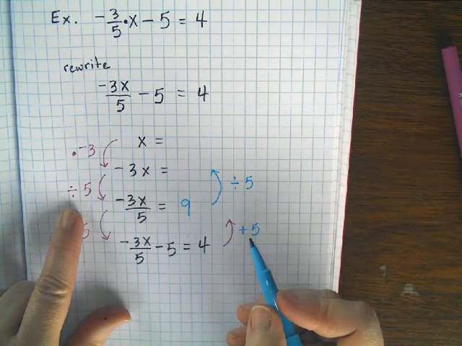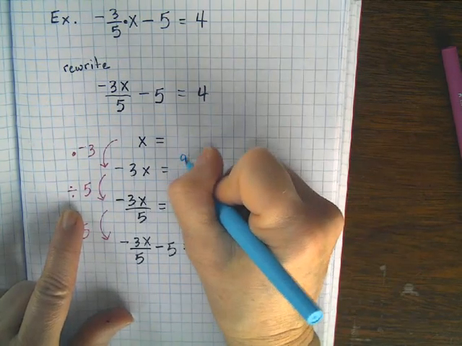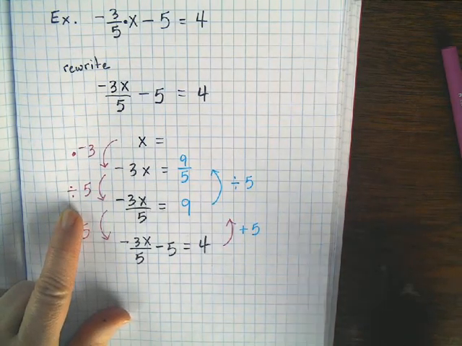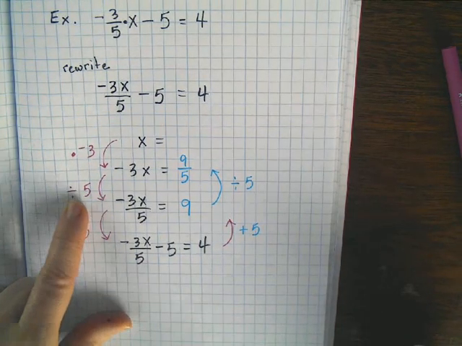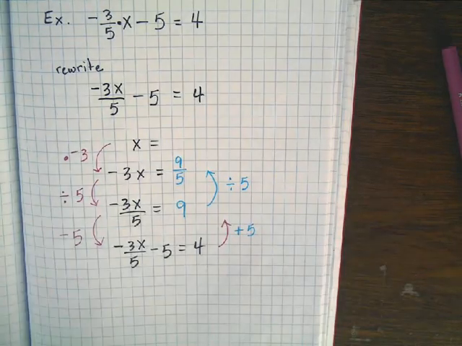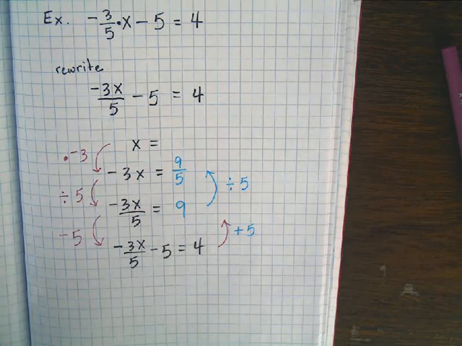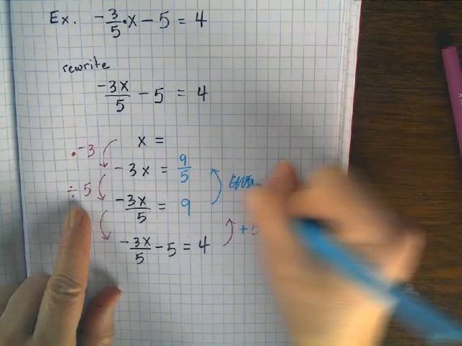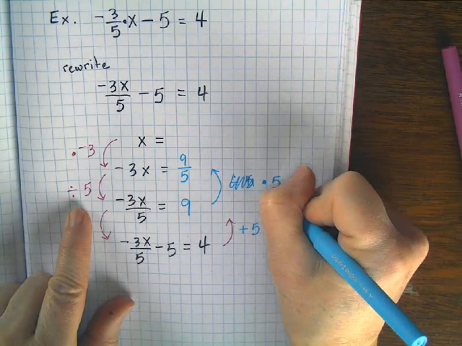Ooh, that's weird. Okay, that's just 9 over 5. I can't really divide 9 by 5. So I'll just leave it as a fraction. And then I have, oh wait, I just made a mistake. Did you catch my mistake? This said divide. This was supposed to say multiply. Ugh. Multiply by 5. Oh, gosh.